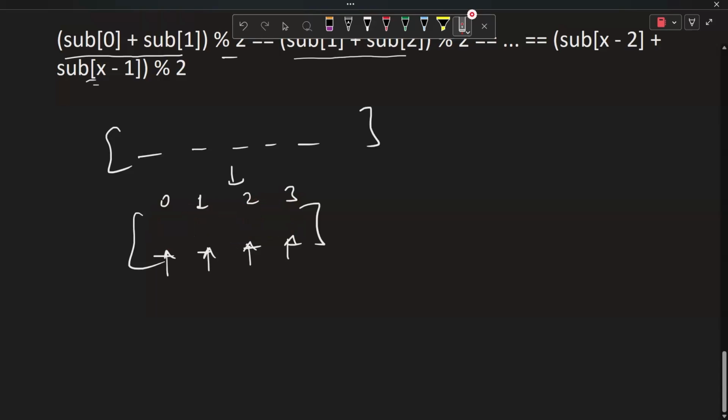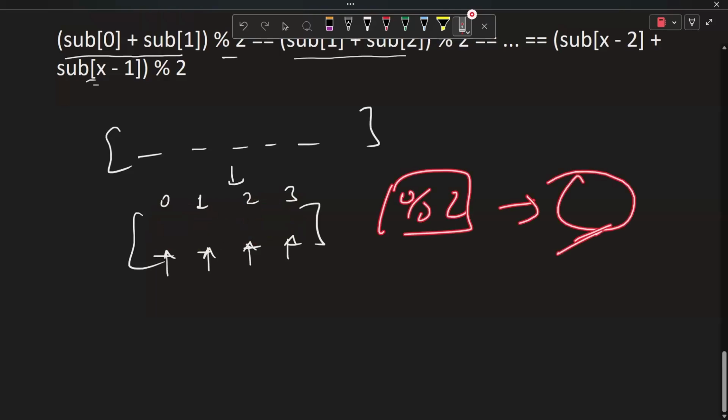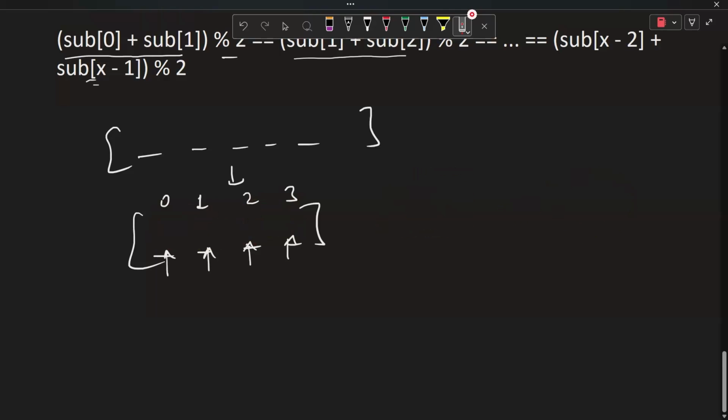What it basically means is that the sum of any two consecutive elements in the subsequence, modulo 2, should give the same value for all the consecutive pairs in that subsequence. Now, what does modulo 2 mean? It just tells whether the number is even or odd. If the sum is even, modulo 2 gives 0. If the sum is odd, it gives 1, simply.